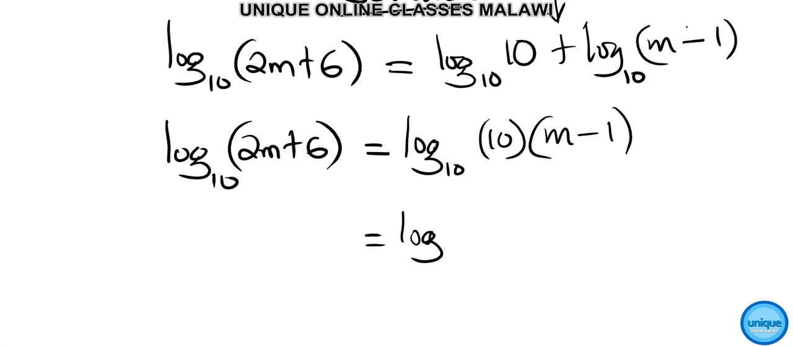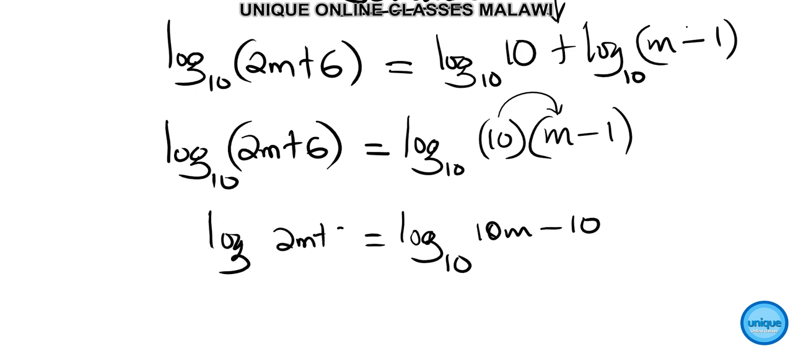log of 10 times m, that's 10m, and 10 times negative 1, that's minus 10, and here we have base 10. So we're going to drop down the left hand side, which is the log of 2m plus 6, and you have a base 10 there.